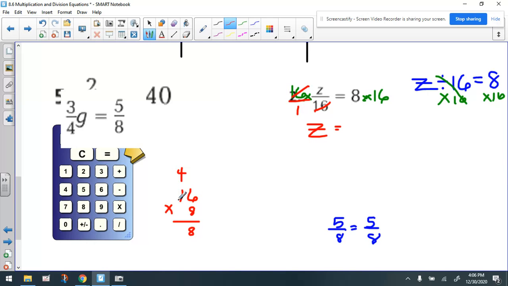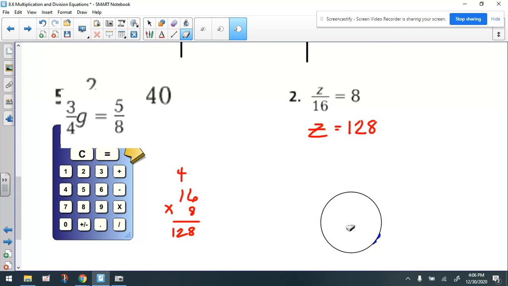8 times 1 is 8, plus 4 would be 12. So we should be getting 128 for our answer. So again, you don't have to sit around and wonder, did I do it right? You can just take your answer of 128 and substitute it in.